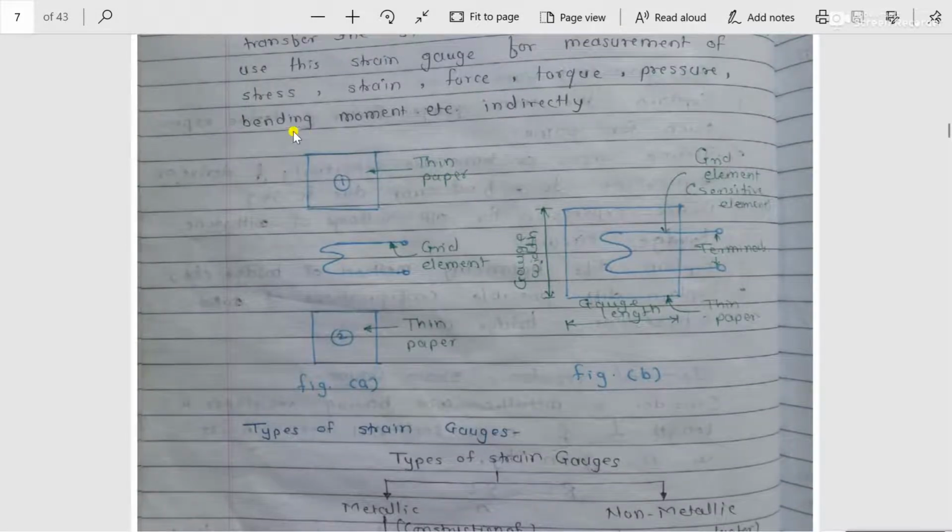In the construction, they have represented the strain gauge in the disassembled position, and here figure B represents the strain gauge in the assembled position.